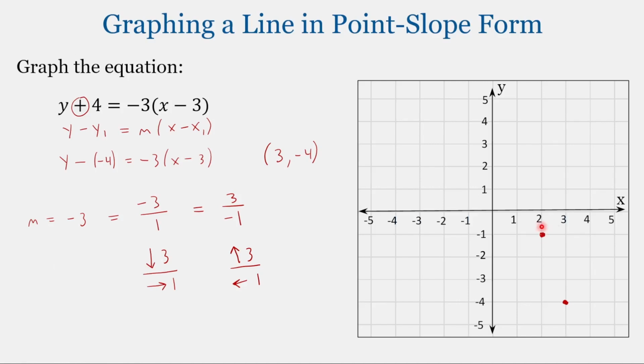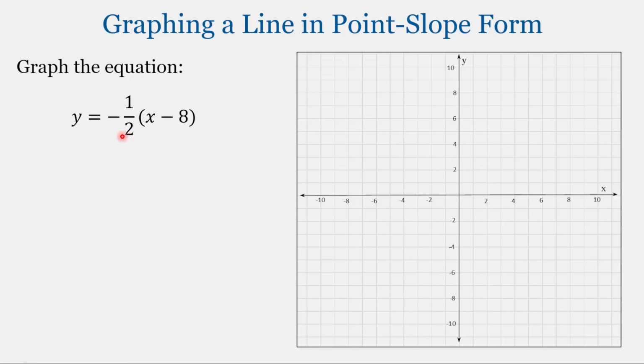Let's do that again. Up 3 to the left 1. Looks like I can get one more of these in here. So up 3 to the left 1. And then we'll draw our line by connecting those dots.